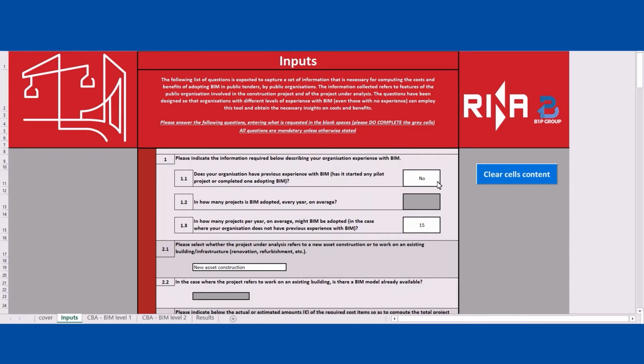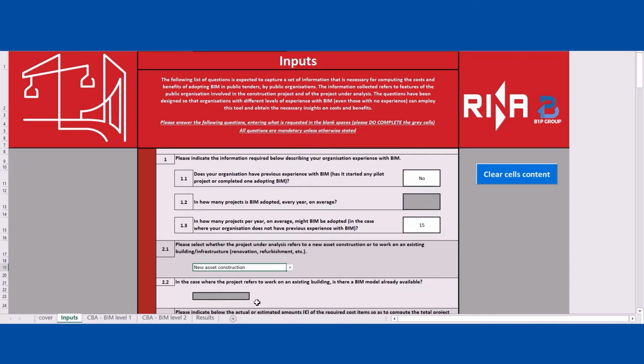Depending on the selection, either question 1.2 or 1.3 needs to be completed with the average number of projects in which BIM is or might be actively used every year. Let's assume our organisation has no prior experience with BIM and that BIM might be actively employed in 15 projects in a year. The project refers to a new residential building construction project. So here we select New Asset Construction.